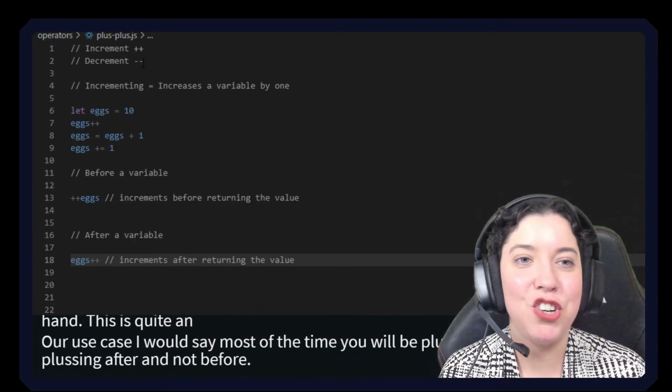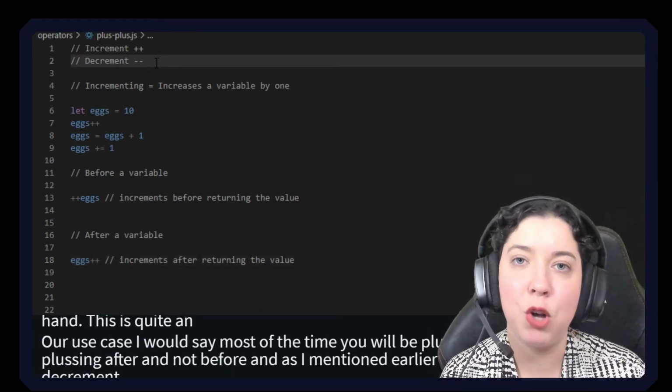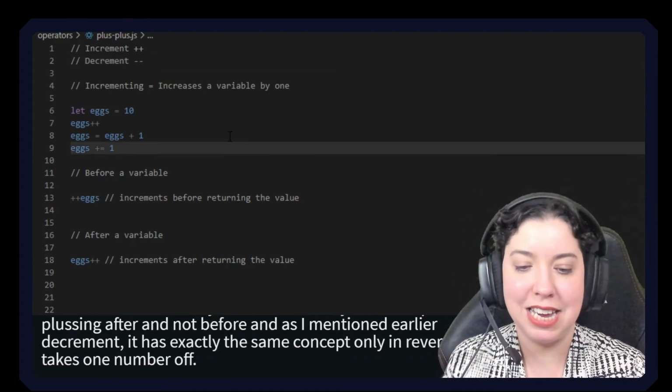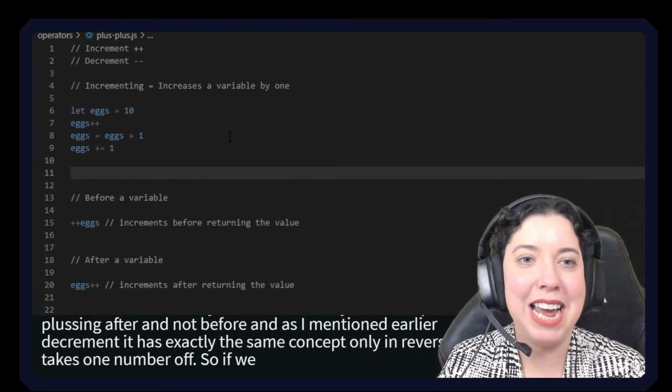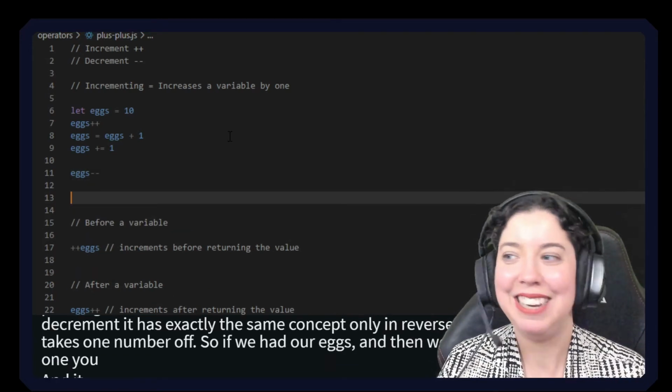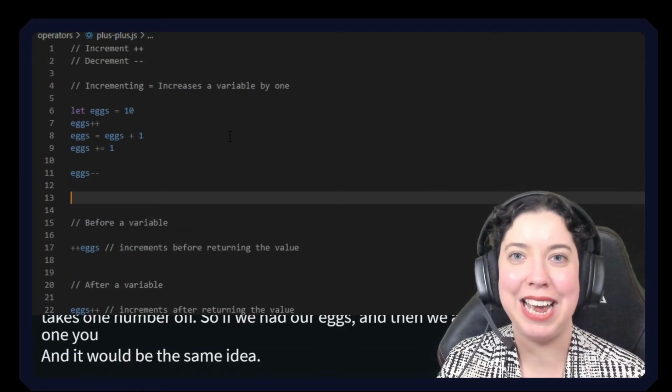And as I mentioned earlier, decrement has exactly the same concept, only in reverse. It takes one number off. So if we had our eggs and then we ate one, we could do eggs minus minus, and it would be the same idea. We now have one fewer egg in our carton.